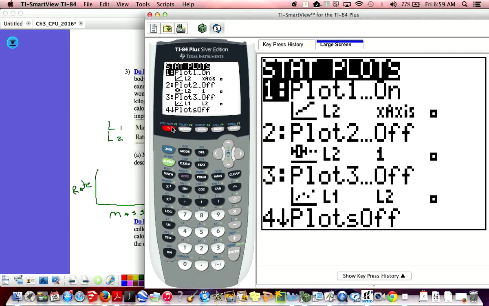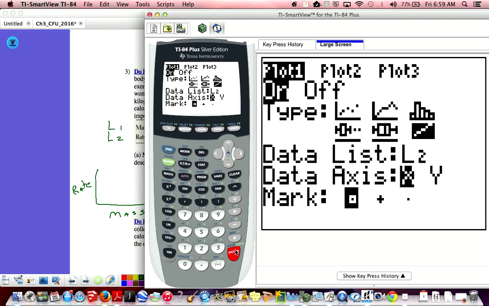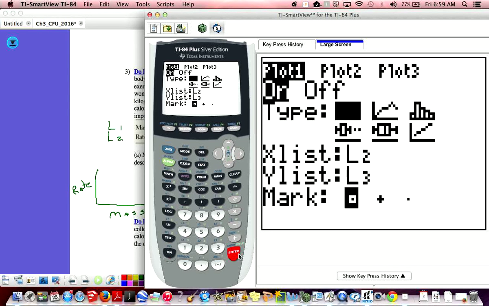Make sure all your scatter plots are off except the first one. So I'm going to select the first one and make sure that one is on. And then I'm going to select the first graph, which represents the scatter plot. Now my data is in list 3 and list 4, so I'm going to have it be list 3 and list 4.